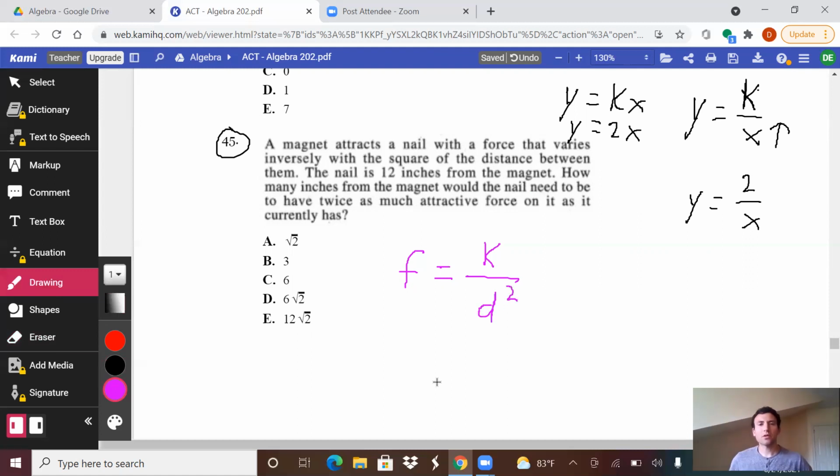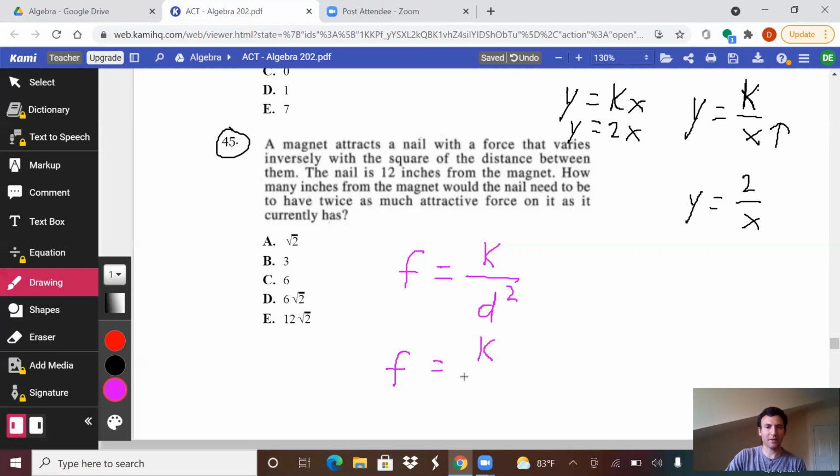Okay. So it says the nail is 12 inches from the magnet. So they're giving us the distance. How many inches from the magnet would the nail need to be to have twice as much attractive force on it as it currently has? Okay, so 2 steps. Let's do the first step. So we need to figure out the current force.